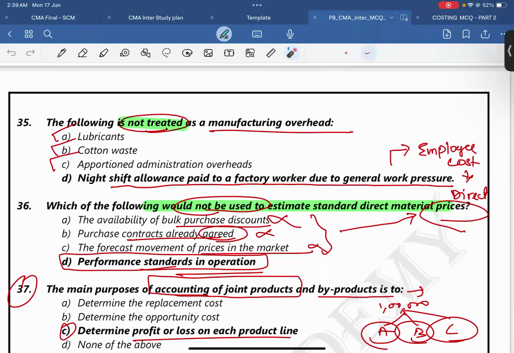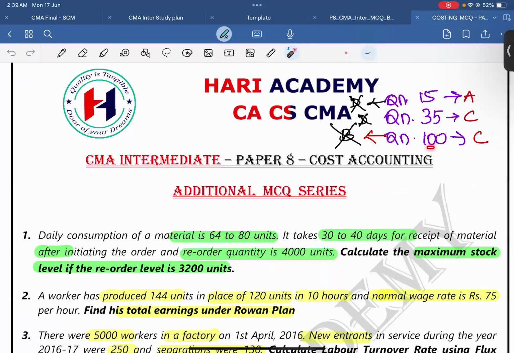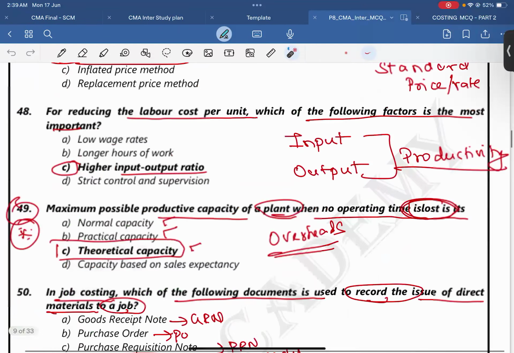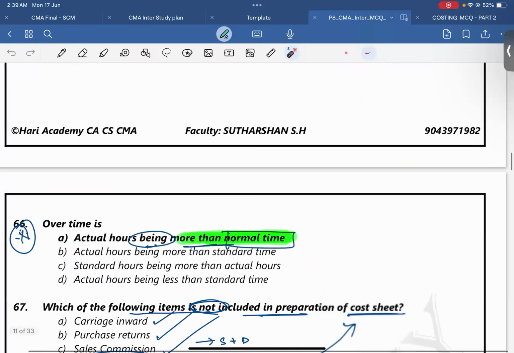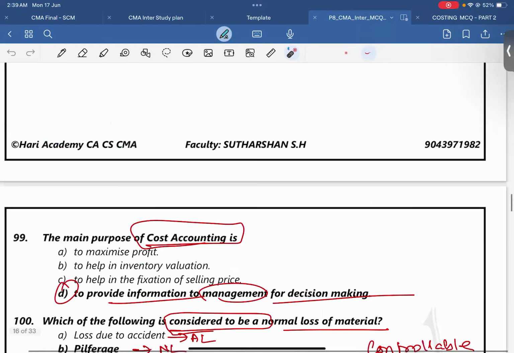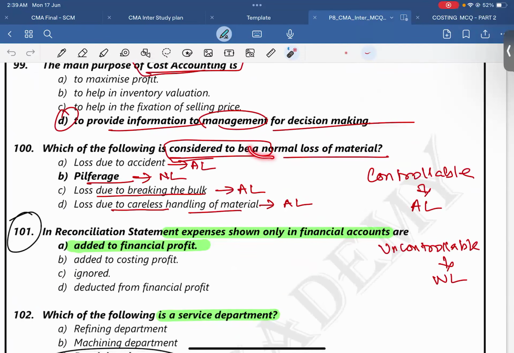Next, we'll go with 100th question. Which one of the following is considered to be a normal loss of material? Here, the pilferage is an abnormal loss. Here, answer is option C. Loss due to breaking the bulk.